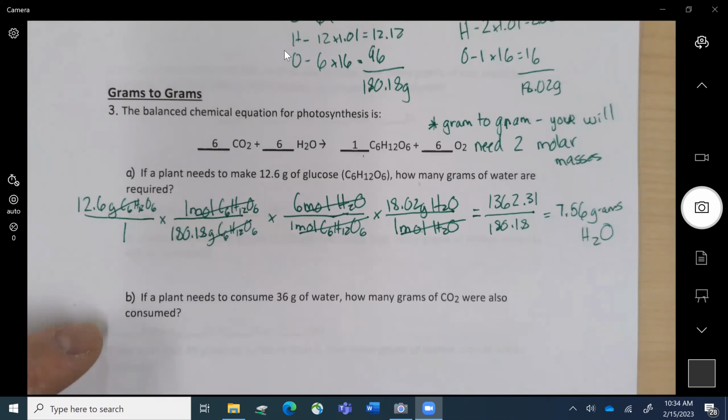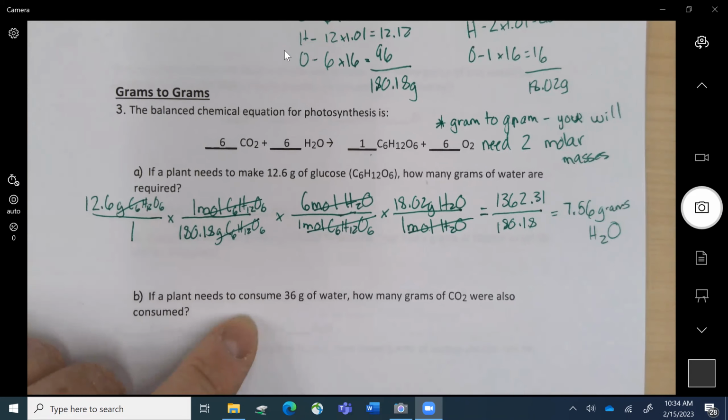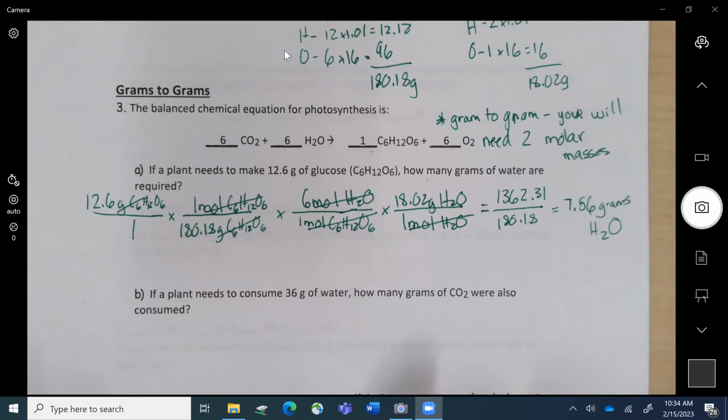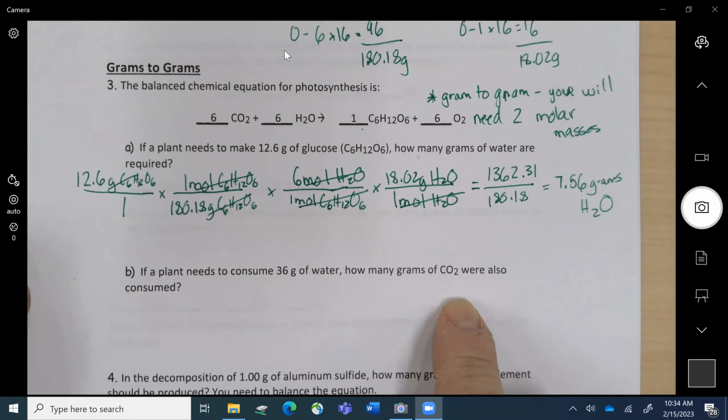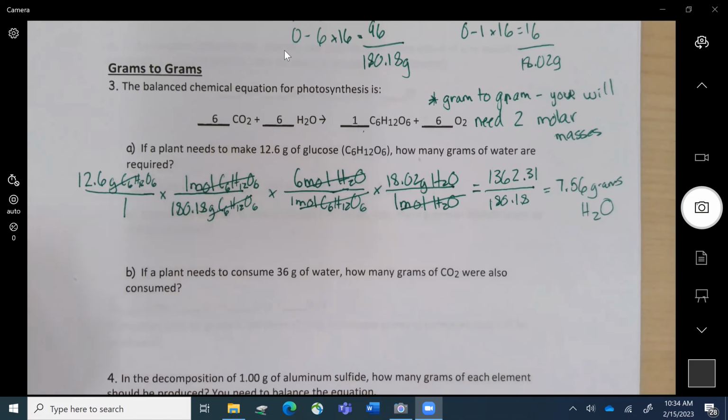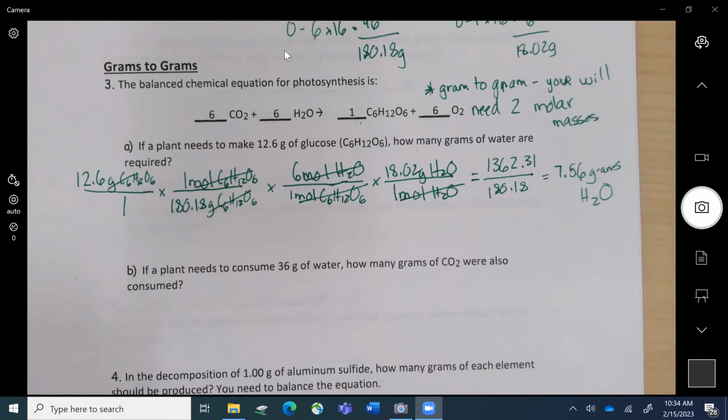If a plant needs to consume 36 grams of water, how many grams of CO2 were also consumed? CO2 and water are the chemicals that start photosynthesis, okay? The plants use light energy in their chloroplasts within their leaves to do that reaction, just so you know, might as well teach you extra stuff, right?